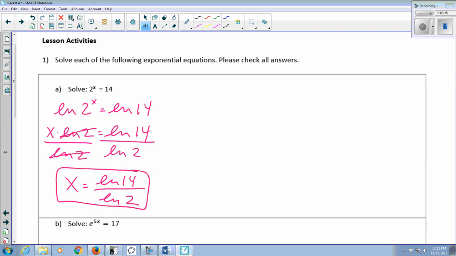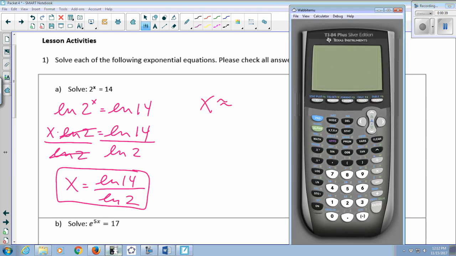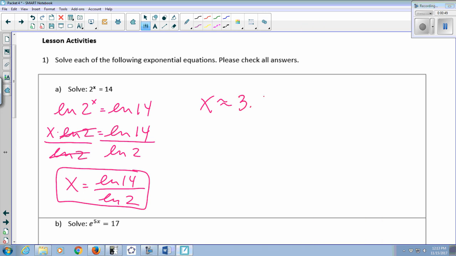You can type that into your calculator to get an approximate answer if you're interested. ln 14 divided by ln 2 is approximately 3.807. But typically, the exact answer is what you're going to be asked for in your homework and on quizzes and tests.